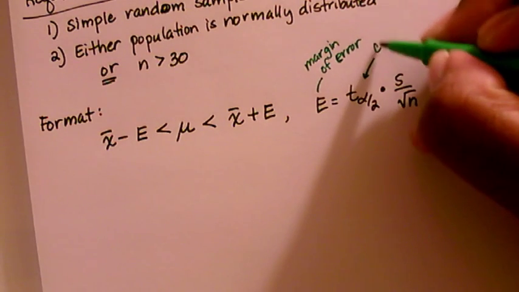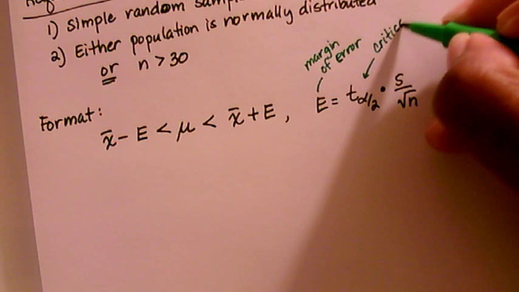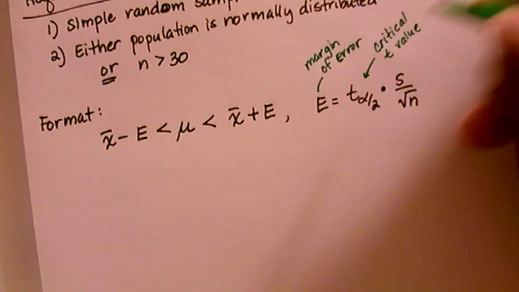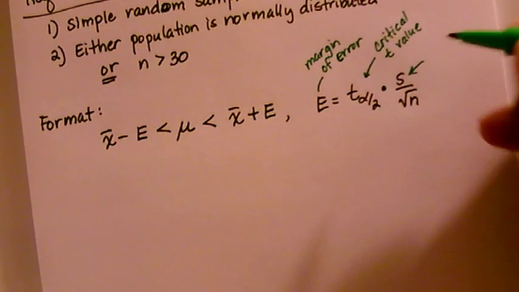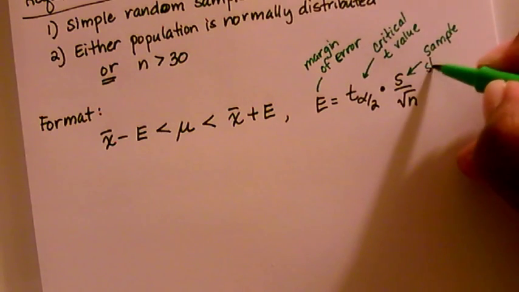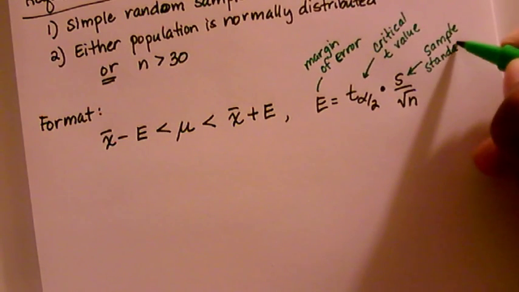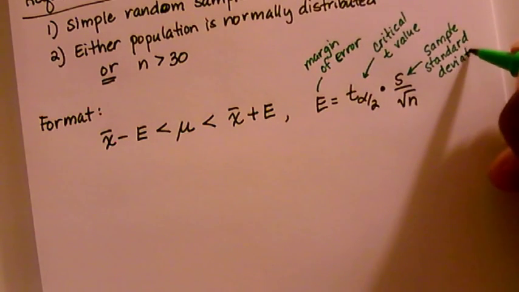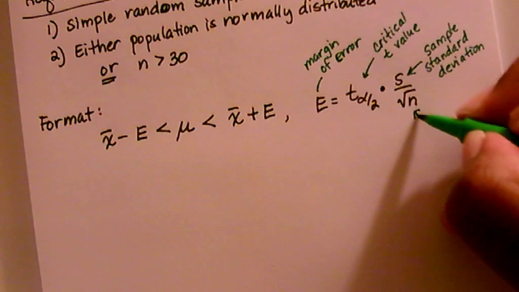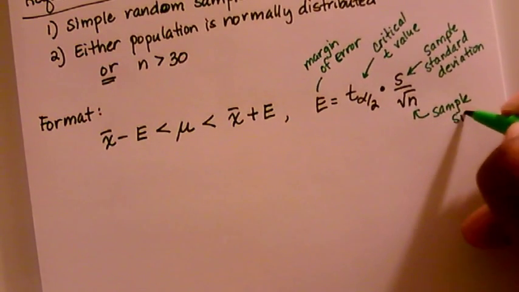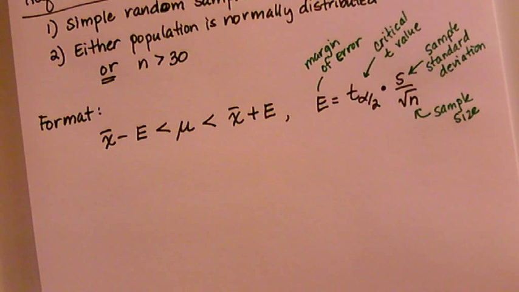T of alpha over 2 is your critical t value that you'll get from the table. Lowercase s is your sample standard deviation. And n is the sample size.